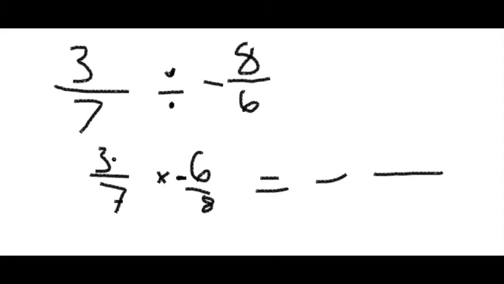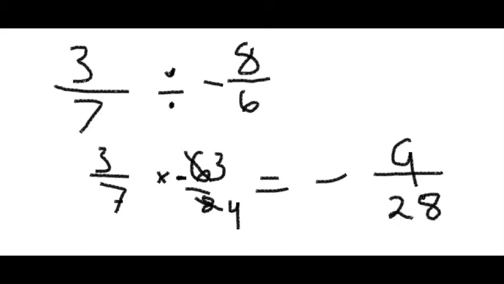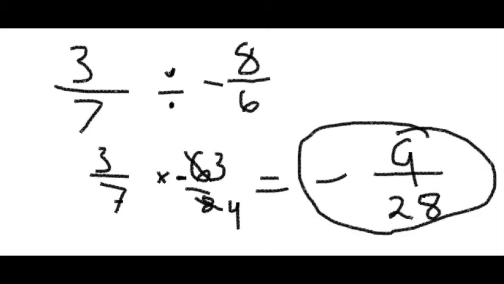Let's see if we can cross cancel. Nothing can cross cancel. Well, this can. We can divide each number by 2. So this becomes 3 and this becomes a 4. Now multiply: 3 times 3 is 9. And 7 times 4 is what? 28. Right, so that's our answer: negative 9 over 28.